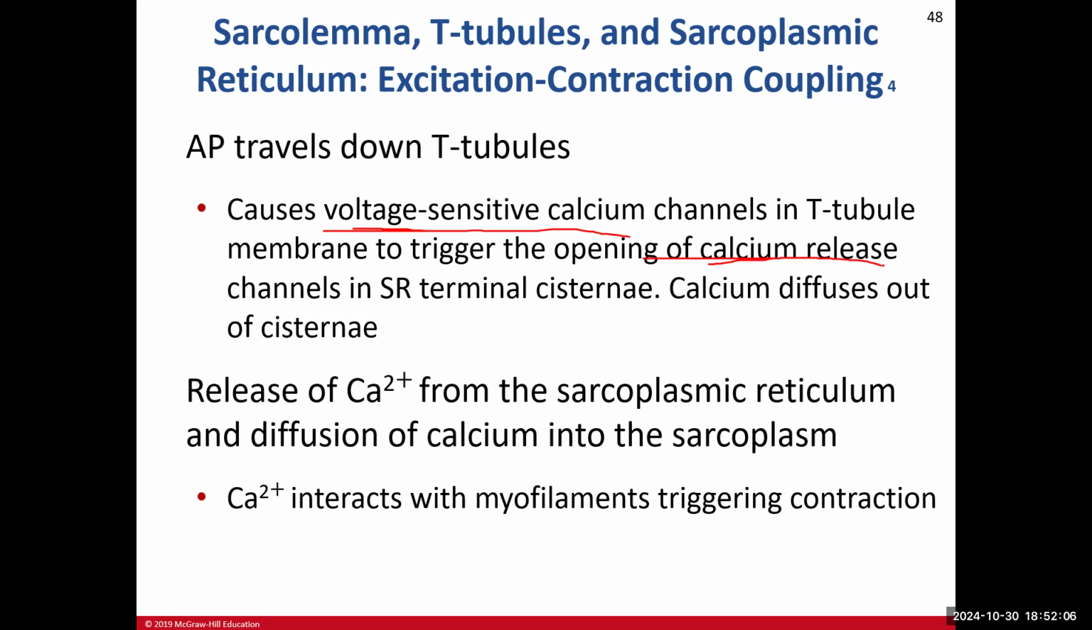Okay? So you see, calcium is going to be released from the sarcoplasmic reticulum, and then it's going to move all around or diffuse throughout the sarcoplasm, looking for those regulatory proteins. So we can now cause a muscle contraction. That's our whole point. That's our whole goal this whole time.